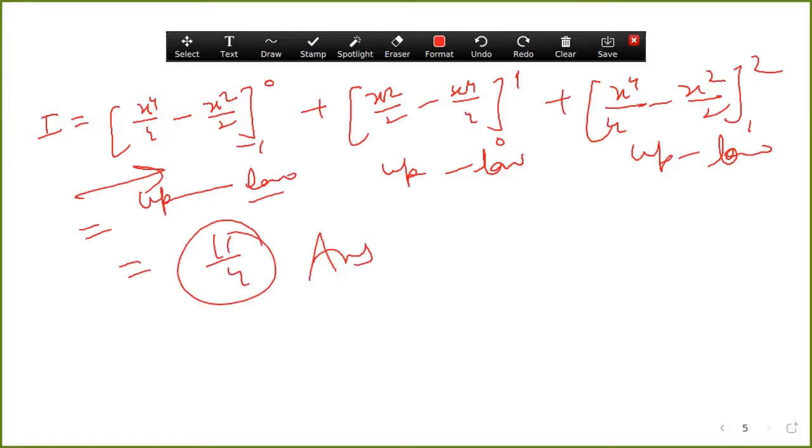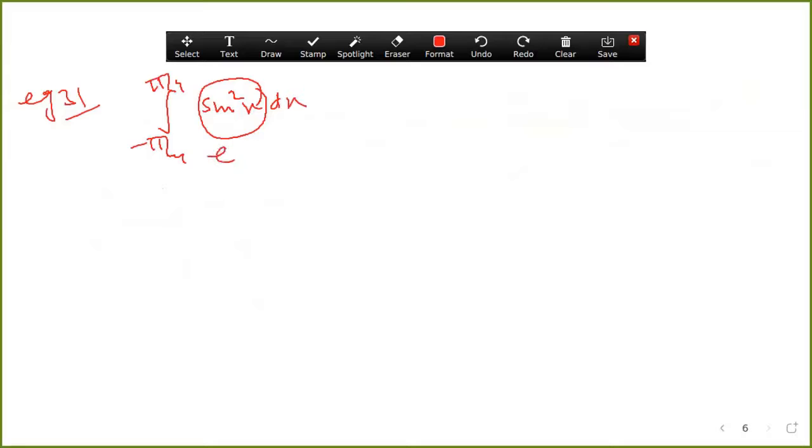It's okay. Now come to example number 31. In example number 31, integration from minus pi by 4 to pi by 4 of the function sine square x. As I have told you, this is an even function. I told you on the first slide, it is an even function. If it is an even function, you can write it as twice of integral 0 to pi by 4 of sine square x dx. Now how to integrate this sine square x?